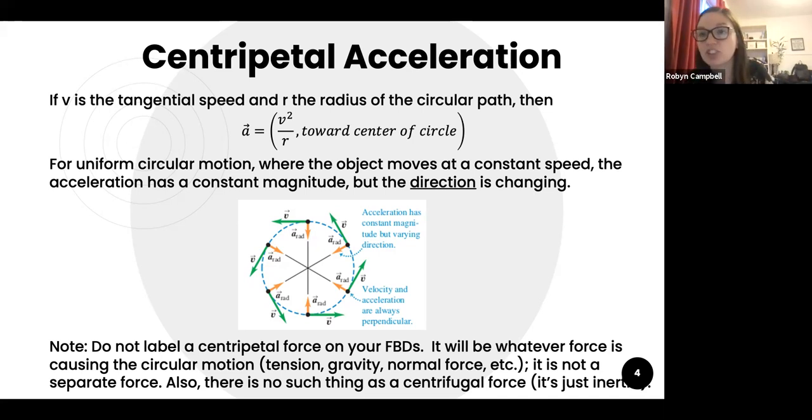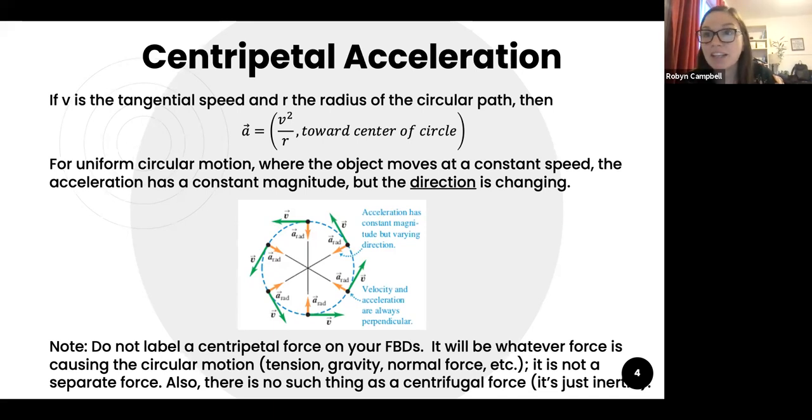Again, centripetal force is just whatever force is causing that circular motion, whatever force is pointing towards the center of the circle. So don't label it outright. Just label the forces for what they are.